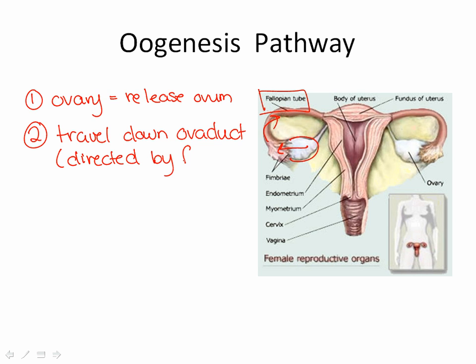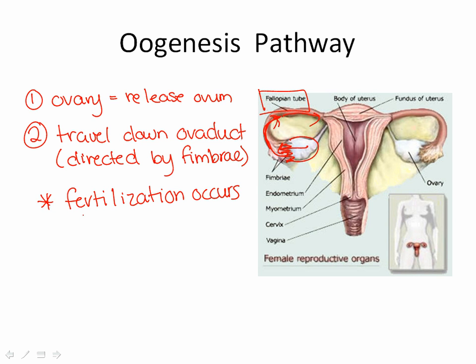by the fimbriae. So that's these feather-like structures right here. That is directing, basically launching the ovum down the fallopian tube. And it is here in the fallopian tube where fertilization occurs. So fertilization occurs in the oviduct. This is where the egg and the sperm are going to meet for fertilization to occur.